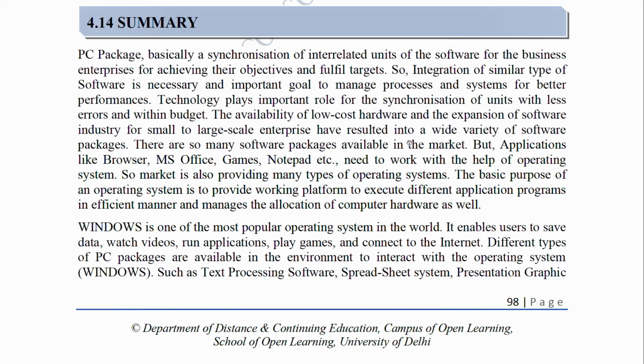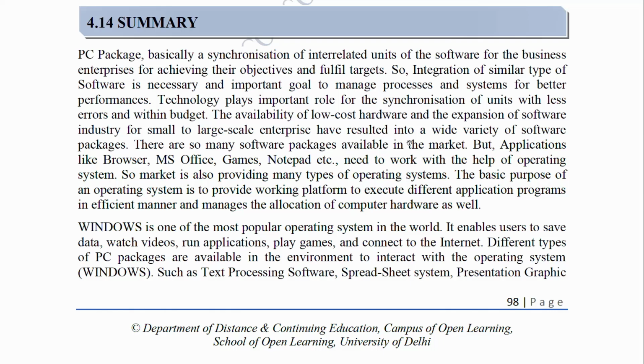There are so many software packages available in the market, but applications like browser, MS Office, games, Notepad, etc. need to work with the help of an operating system. So, the market is also providing many types of operating systems. The basic purpose of an operating system is to provide a working platform to execute different application programs in an efficient manner and manage the allocation of computer hardware as well. Windows is one of the most popular operating systems in the world. It enables users to save data, watch videos, run applications, play games and connect to the internet.